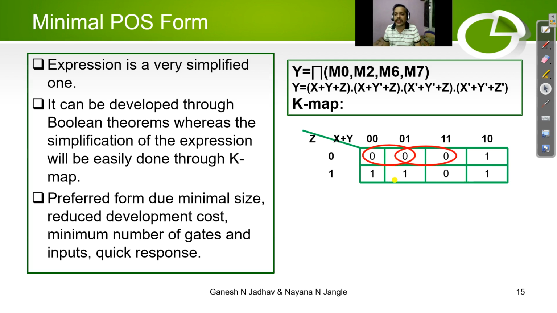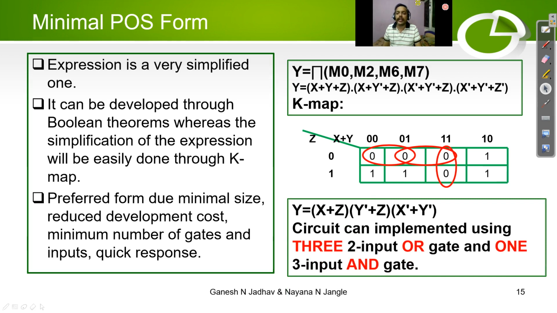So this is one combination, this is the second combination, and this is the third combination. If I write down the equation, then this equation can be reduced as x plus z, y dash plus z, and x dash plus y dash. See, here 4 OR gates are required, each of 3 inputs. Now here 3 OR gates are required, each of 2 inputs, and only one AND gate of 3 inputs. Before, one AND gate of 4 inputs was required. So you can see that the number of logic gates is also reduced in the minimal POS form.